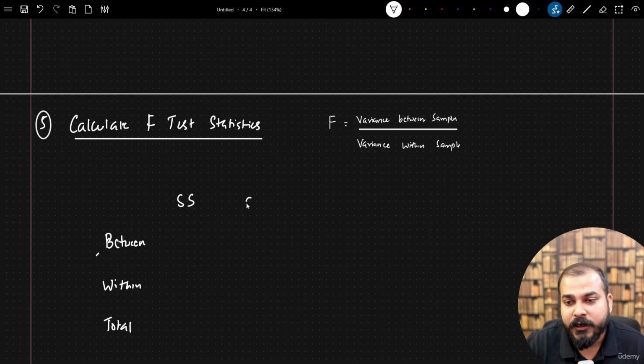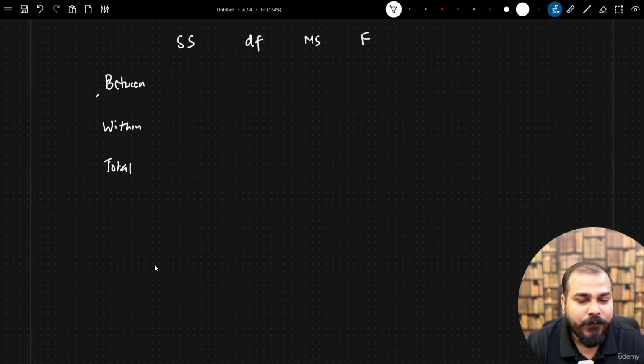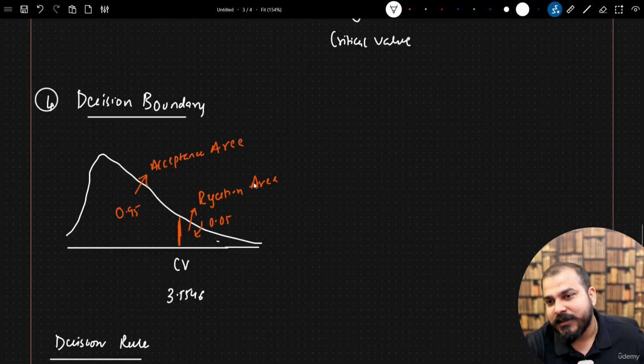The second thing that I really need to compute is the df. Then the third thing is the MS. And finally, we get the F value. Whenever we say MS, it is nothing but mean squared. Now, first thing, let's calculate this first row: SS between, SS within, and SS total. And we'll try to understand what the formula is.